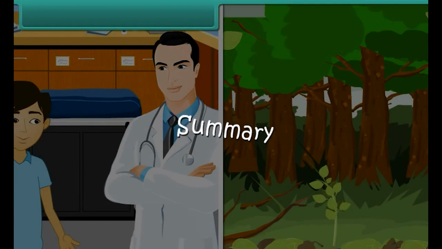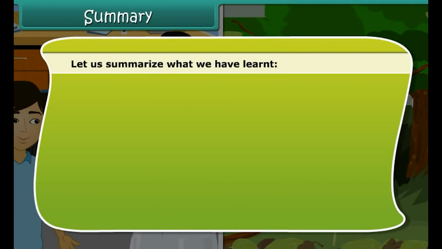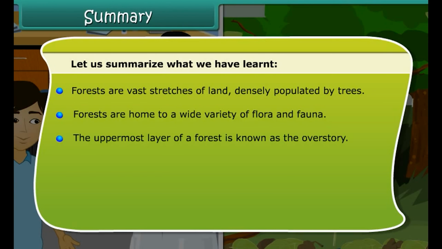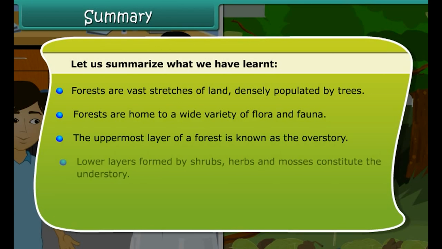Summary. Let us summarize what we have learned. Forests are vast stretches of land densely populated by trees. Forests are home to a wide variety of flora and fauna. The uppermost layer of a forest is known as the overstory. Lower layers formed by shrubs, herbs, and mosses constitute the understory.